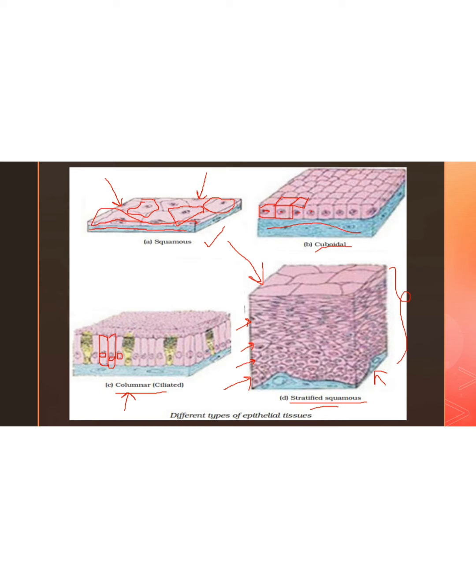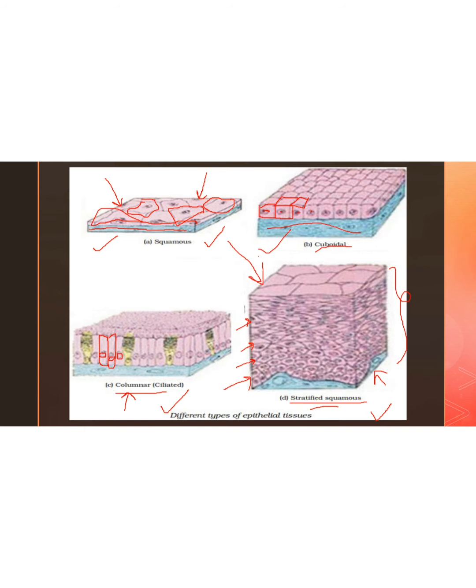So our skin provides a physical barrier for the entry and exit of substances. Okay, I hope you understood. This is the squamous epithelium. This is cuboidal epithelium. This is columnar, and this is the special case of squamous epithelium that is stratified. We call it stratified because of the different layers present one above the other.